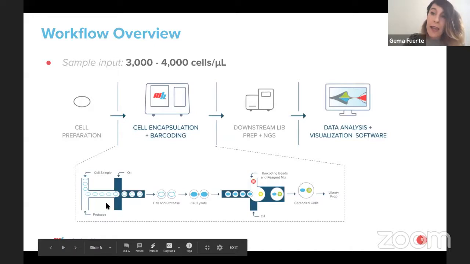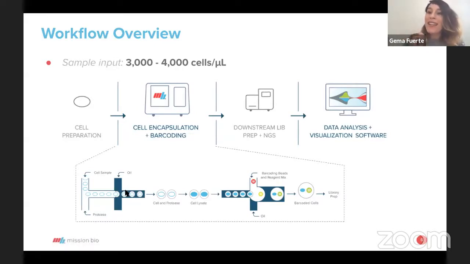At the end of this step, we will have a nice emulsion with our single cells, right? And each of them will be inside of a droplet.